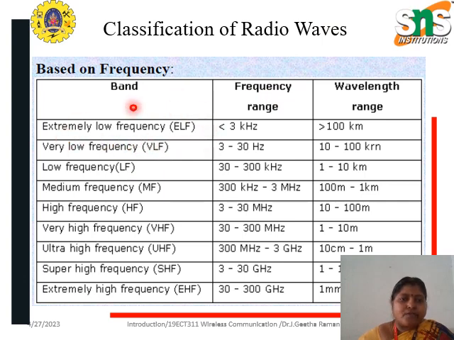So it starts from extremely low frequency, where the frequency range is less than 3 kilohertz and the wavelength is greater than 100 kilometers. While you are traveling in this direction, that is increasing bands, the frequency is continuously increasing, whereas the wavelength continuously reduces, because we know the relationship between frequency and wavelength. So from extremely low frequency, it moves to very low frequency, medium, and extends up to extremely high frequency, where the frequency range is 30 to 300 gigahertz and the wavelength is about 1 mm.